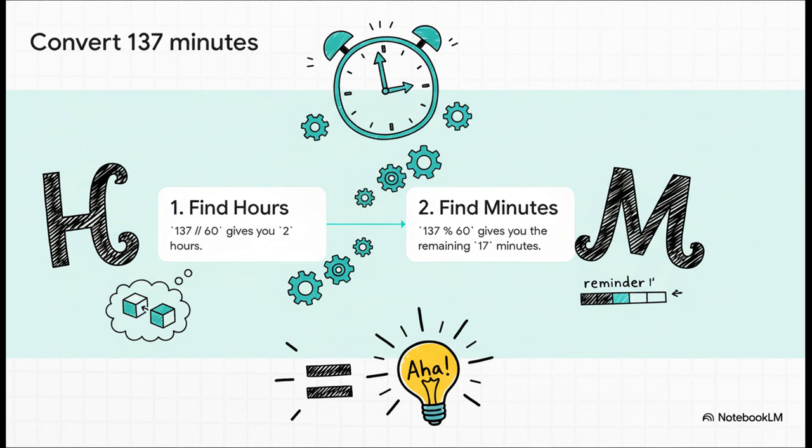Let's say you have 137 minutes, and you want to know how many hours and minutes that is. Easy. You just do integer division by 60 to get the hours, that's 2. Then you do modulo 60 to get the leftover minutes. That's 17. Boom, problem solved. 2 hours and 17 minutes.